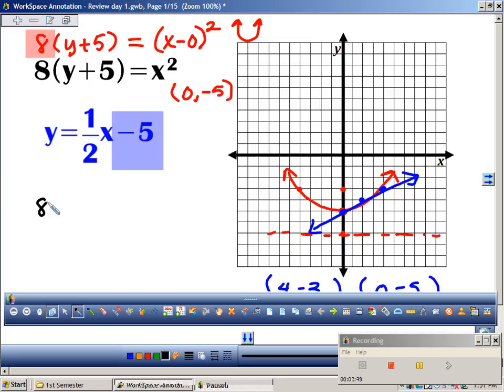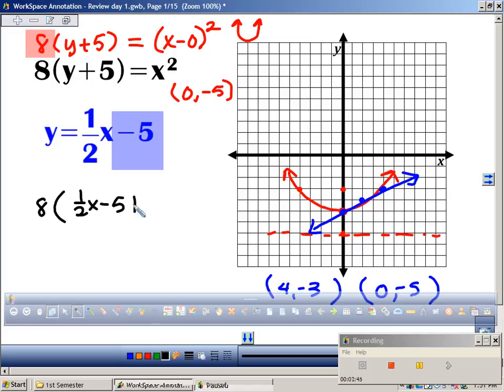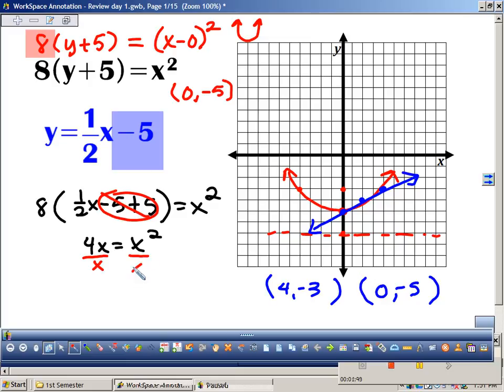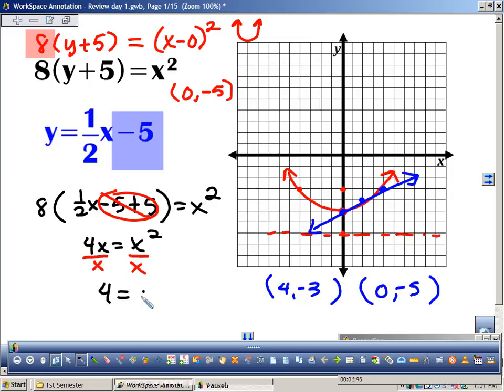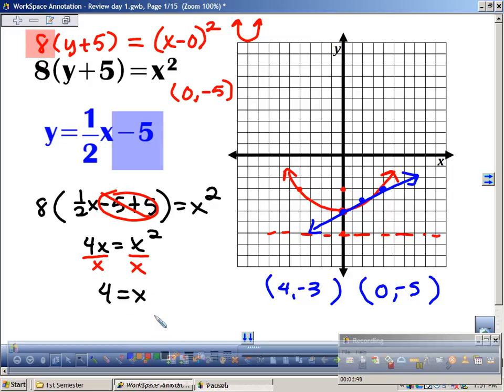So I have 8, parentheses. There used to be a y there. Now it's going to be 1/2 x minus 5. Then I'm adding 5 to my y, which is my new y right here, equals x squared. These cancel each other out. So I'm left with 8 times half of an x is 4x equals x squared. Then I'm going to make a giant error, big boo-boo, and then divide by x. So 4 equals x. What happened?